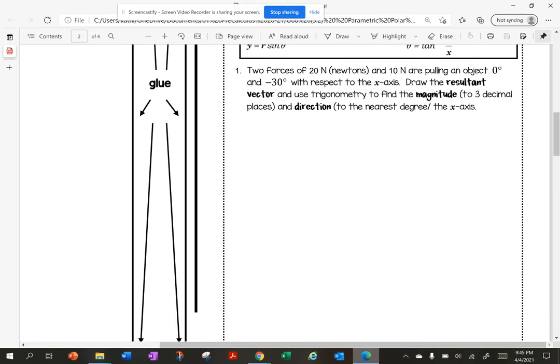All right, let's start out with the first example. Two forces of 20 newtons and 10 newtons are pulling at an object at 0 and minus 30 degrees with respect to the x-axis. Draw the resultant vector and use trigonometry to find the magnitude to 3 decimal places and direction to the nearest degree with respect to the x-axis.